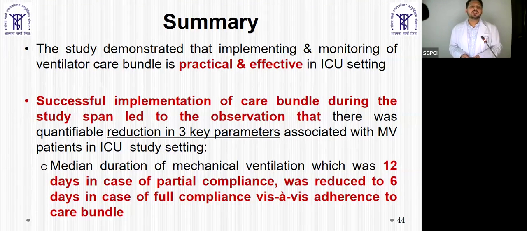To summarize, the study demonstrated that implementing and monitoring of ventilator care bundle is practical and effective in the ICU setting. Successful implementation of the care bundle during the study span led to the observation that there was a quantifiable reduction in three parameters associated with mechanically ventilated patients in the ICU study setting. The median duration of mechanical ventilation, which was 12 days in case of partial compliance, was reduced to 6 days in case of full compliance, vis-a-vis adherence to the care bundle.